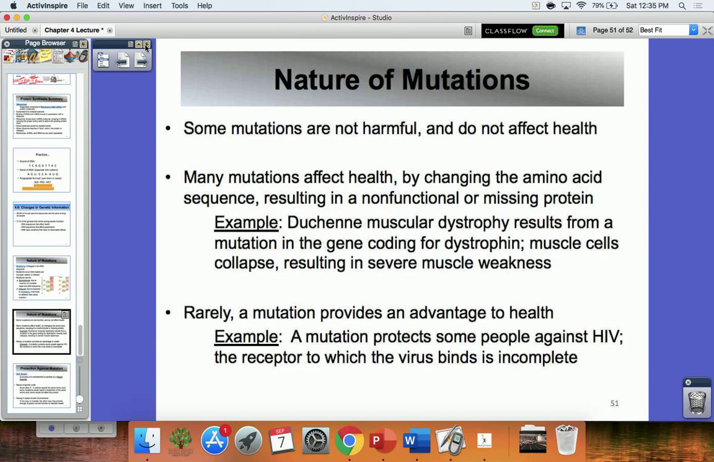Now, some mutations may not be harmful at all, and we may not even see it, but some can affect health. For instance, some muscular dystrophy could happen. Also, another example would be a change of the gene of the hemoglobin molecule that could cause sickle cell. But then you have some mutations that are an advantage to your health. For instance, there is actually a mutation that people may not realize they have that protects them from HIV, where the receptor that the virus binds to is incomplete. And so that is definitely a benefit. I would not want to test it out to see if someone has it. However, it is definitely an interesting mutation, and it's definitely one that is advantageous.